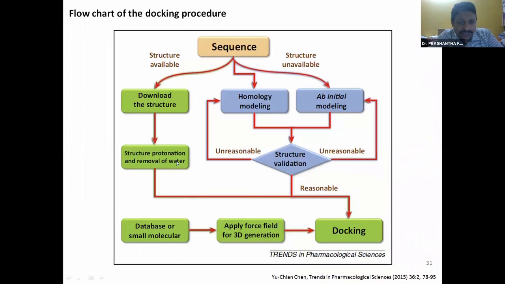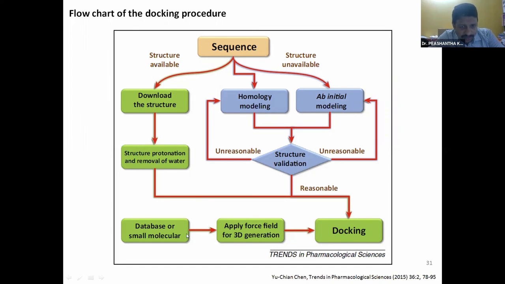This we have discussed even yesterday. We need the structure to do the docking. If the sequence is there, do the homology modeling, do the structure validation, or download the structure if it is available, and remove the water. That is what we did. Any heteroatoms, if it is all correct, take that as a protein.